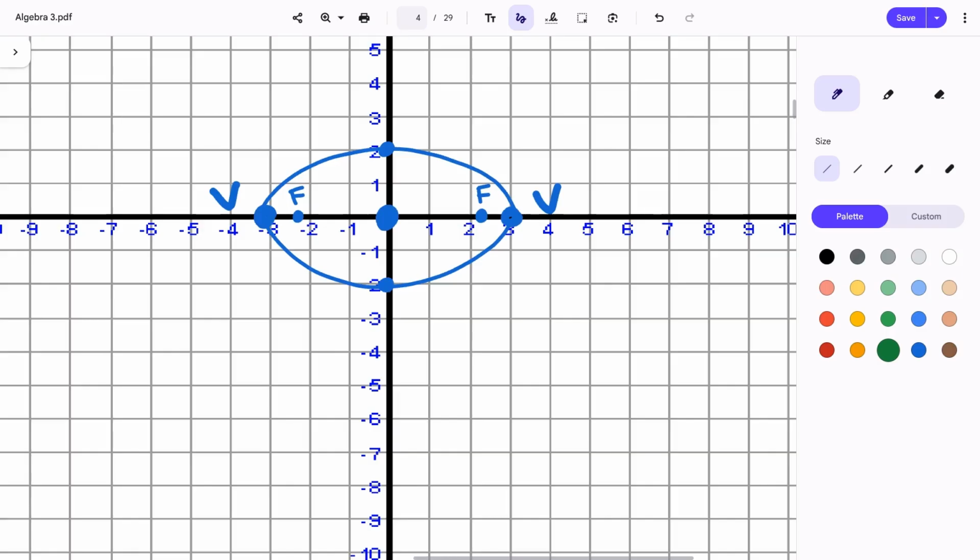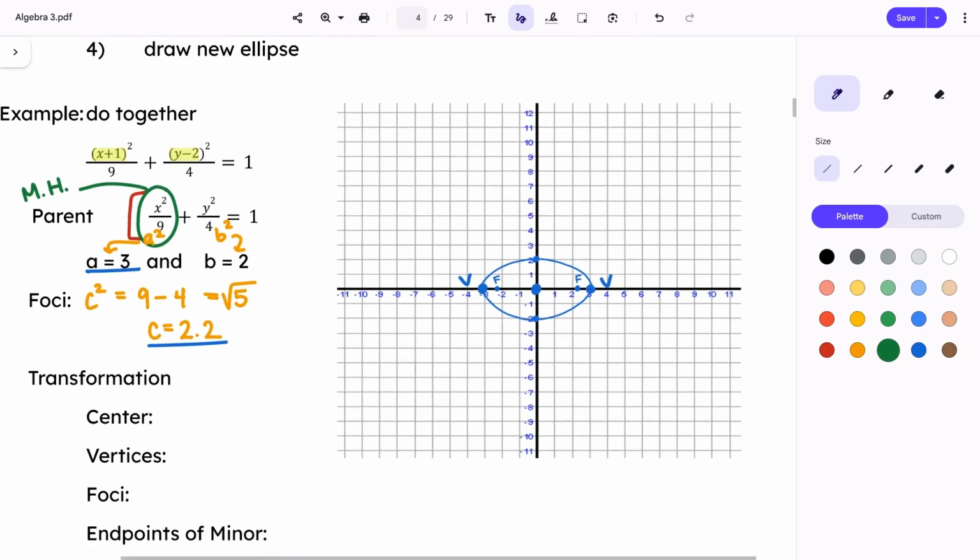So I go back here to my equation and I look at these numbers in the parentheses. So I've got a +1 and I've got a -2. That's telling me where my new center is. That's also telling me what directions it went. Remember, I pull the opposite sign. So when it says +1, I'm actually going to pull a -1. And when it says -2, that means I'm going to pull a +2. So that's my center, -1, 2.